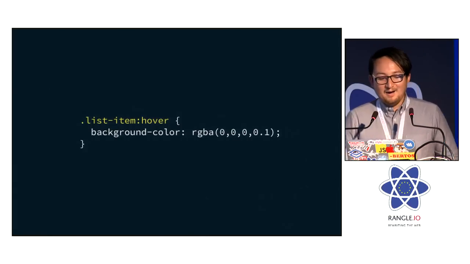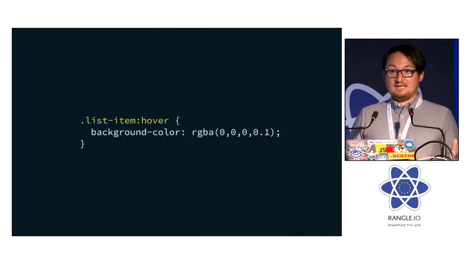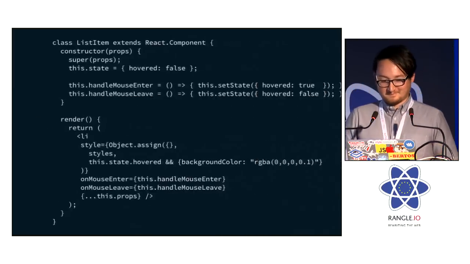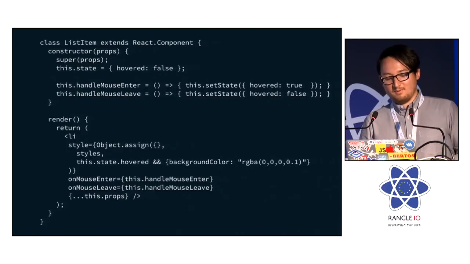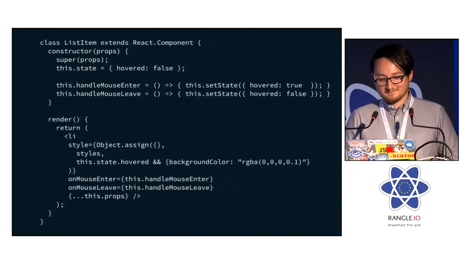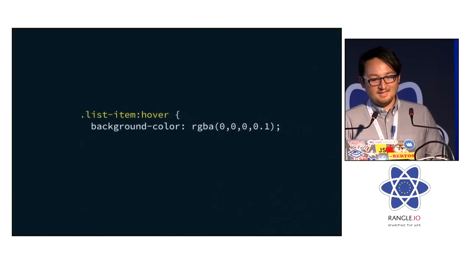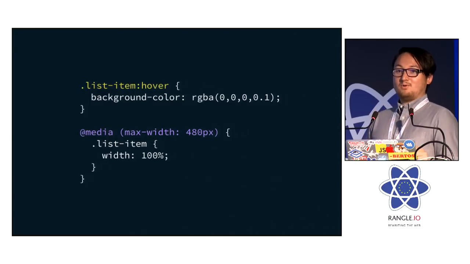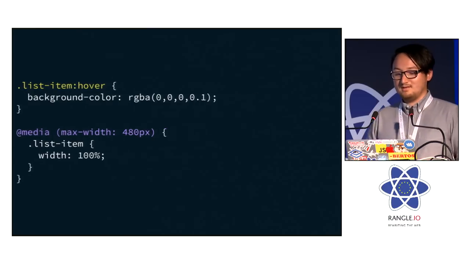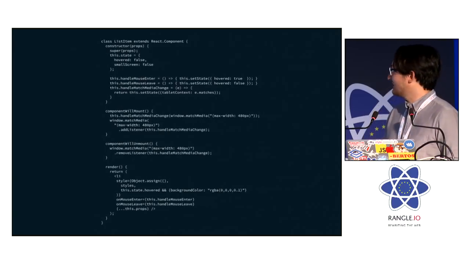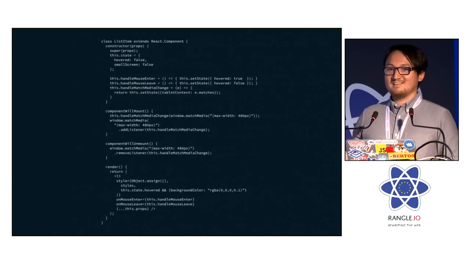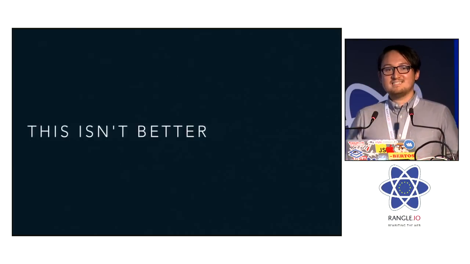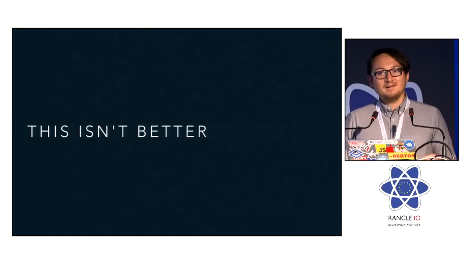Anyway. So this is how hover looks in CSS, right? It's delightfully simple. That's amazing. That's a great API. This is what it looks like in a React component. Not quite so simple, right? And this gets worse if we wanted to add media queries to this. So we add just a simple media query. This is really, really simple. And this is what our React component looks like. If I told you that this was part of inline styles, you would just totally disregard me at this point. So this isn't better, right? But in some cases it is.